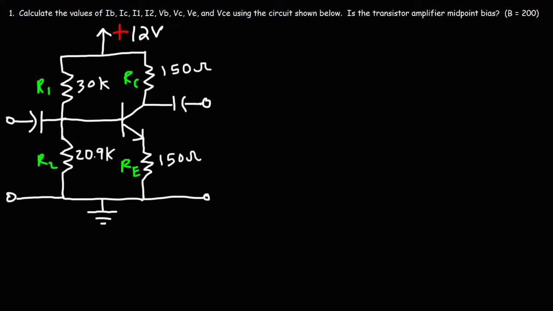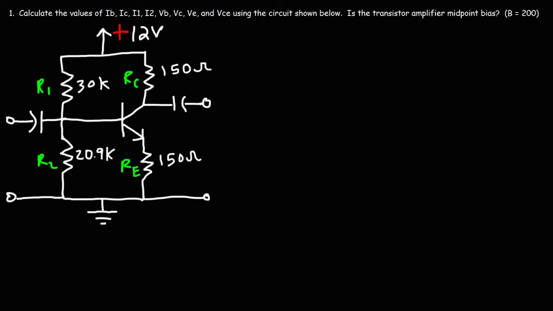In this video, we're going to talk about how to solve the voltage divider bias circuit. So we're given the values of R1, R2, RC, and RE. And we have an NPN transistor, which you can call Q1. And our goal is to calculate the values of IB, IC, I1, I2, VB, VC, VE, VCE. Basically, we're going to solve the whole circuit.